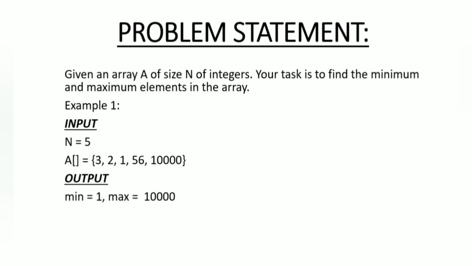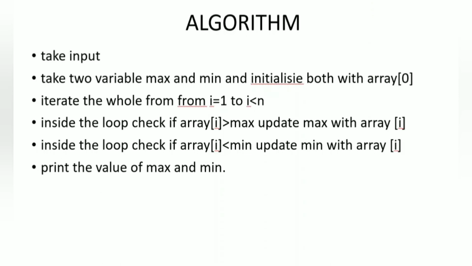Just telling the answer by seeing is very simple. But the main thing is we have to code for this. How will we code? So let's move to the algorithm. First of all, we will take input array n. After taking input, we have to take two variables, max and min, and initialize both with A of 0. Means whatever the value of the array at 0 position, we will initialize max and min with it.